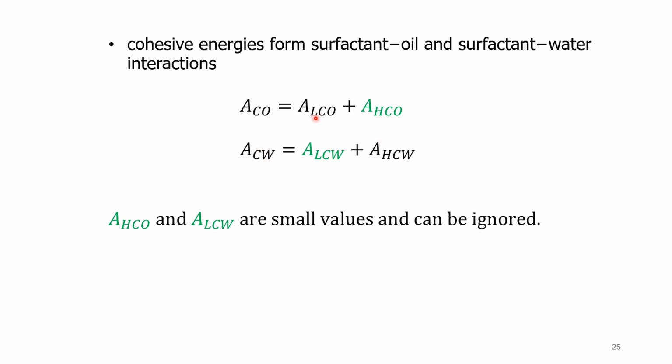But if you look into these interactions, between the head group of the surfactant and the oil phase, as well as the tail part of the surfactant with the water phase, in fact these two values are very small, so we can ignore them. In other words, the cohesive energy contributed by the surfactant in this system, which consists of water and oil, mainly comes from the interactions between the surfactant tail and the oil part.